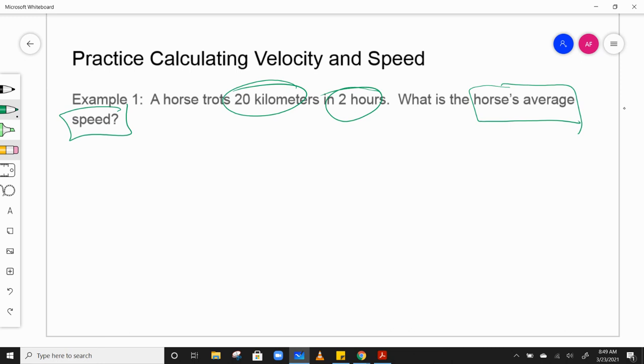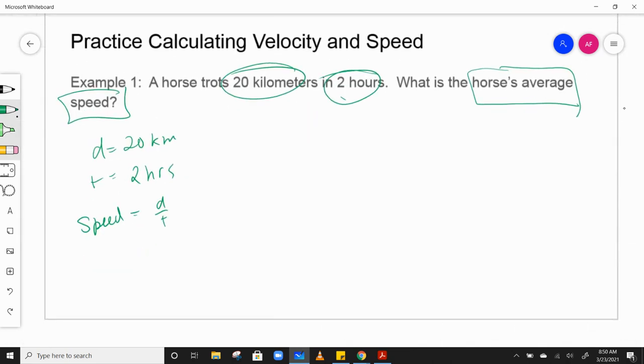Okay, so I circled the two things I know, and boxed the one thing I'm trying to find. Then I'm going to write out all my variables. I know the distance is 20 kilometers. I know the time is 2 hours. And I want to know the speed. And I know speed is distance over time.